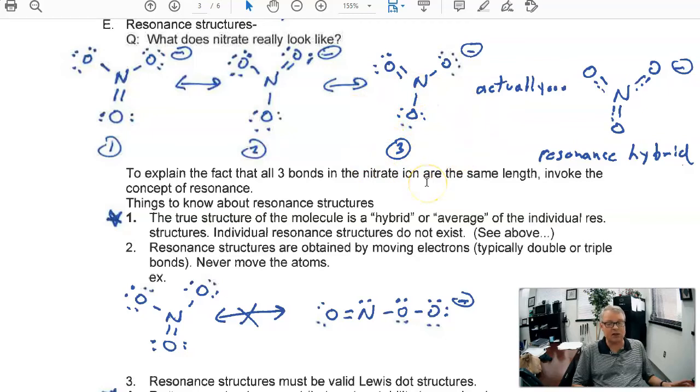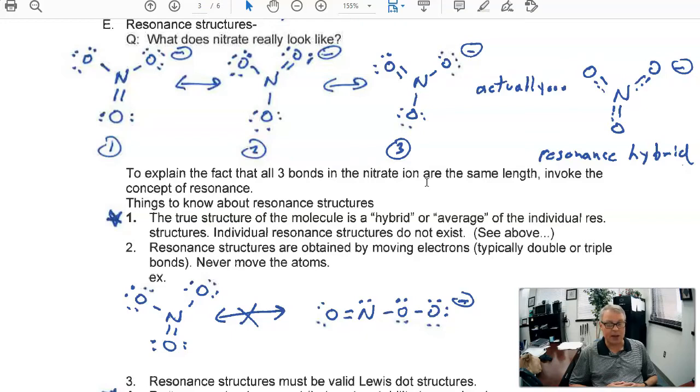Just because a theory is not perfect doesn't mean it's not useful. It's very simple to use. And if I could somehow put a patch on my little Lewis dot structure theory here, maybe I can continue to still use it to make all sorts of predictions and use it in a meaningful way. All right? And that patch that we use is something called resonance theory.